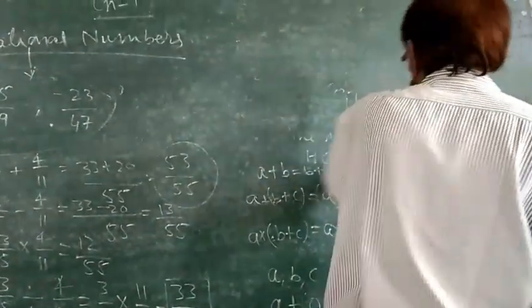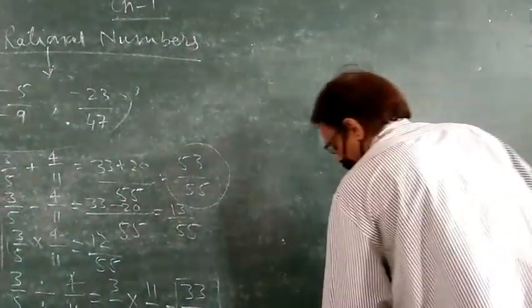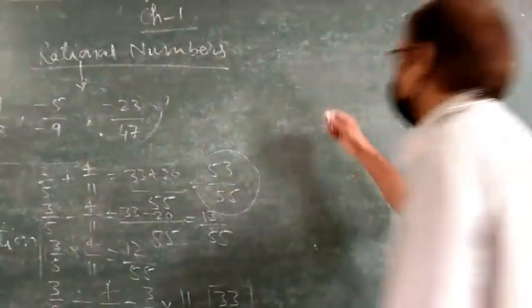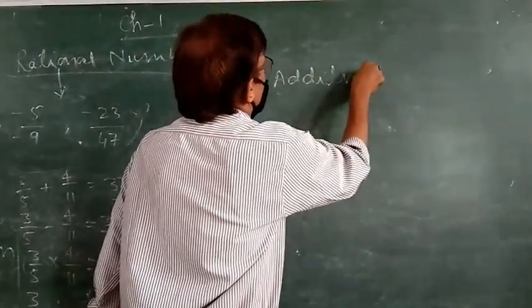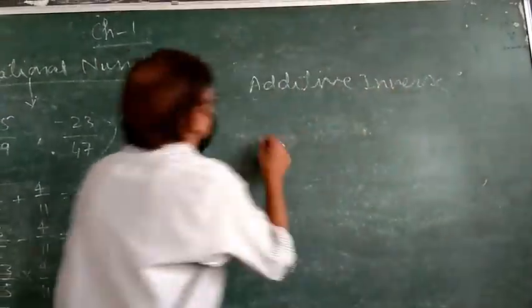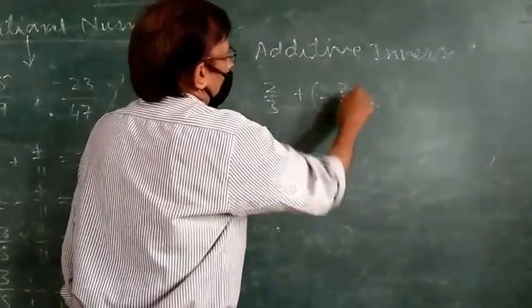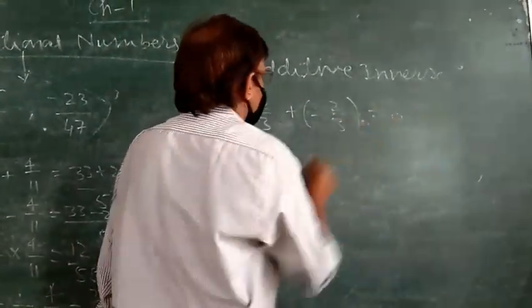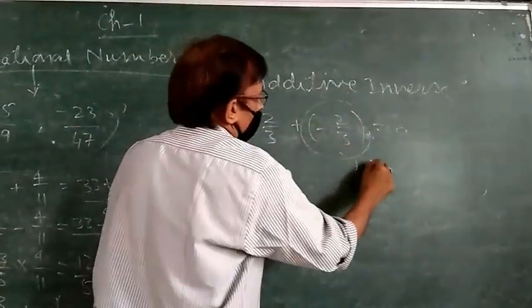And two more things are there: the additive inverse and the multiplicative inverse. The additive inverse of any number you can find by changing the sign of the given number. Suppose you want to find the additive inverse of 2 upon 3. So it will be minus 2 upon 3, because when you add them, we get 0. So the additive inverse is minus 2 upon 3.